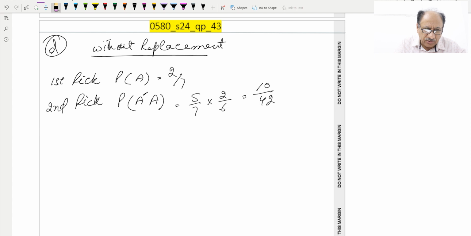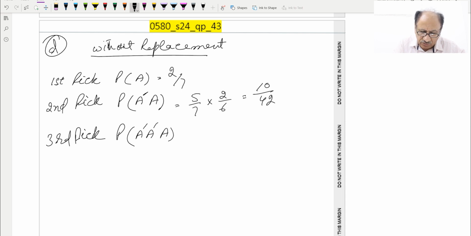Hopefully you understood this. Now for the third pick, we can write here third pick. So what will the third pick be? Probability of not getting A, the complement, and the last one is A. So this will be 5 by 7, 4 by 6, and last will be A, so 2 by 5. And this we can understand as not A, not A, and A.